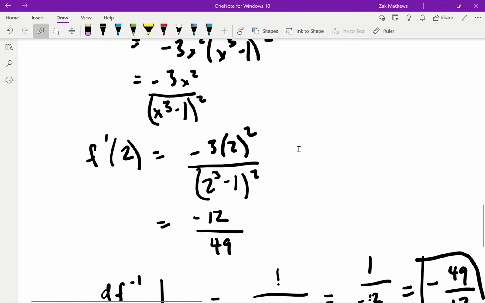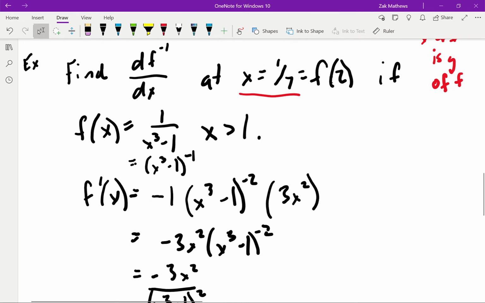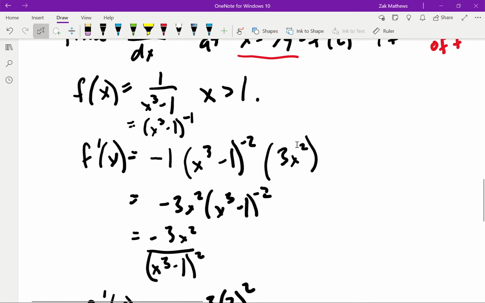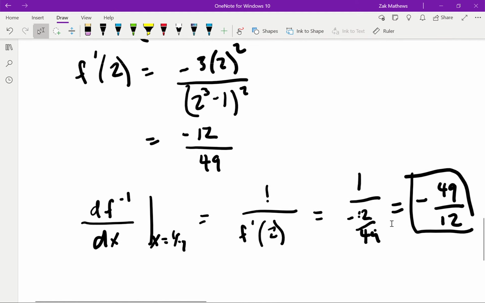So again, notice we never found the actual inverse here because we started with that information. We didn't have to find the inverse function. We didn't even have to calculate the y value of the inverse. We were told that, hey, when x is equal to 1/7 of the inverse function, that relates to a function position of at x is equal to 2. We calculated the derivative of the function, we plugged in that 2, and then we simply took its reciprocal to get our answer.